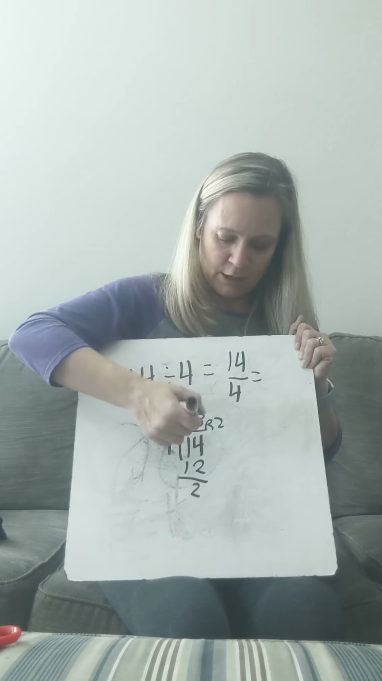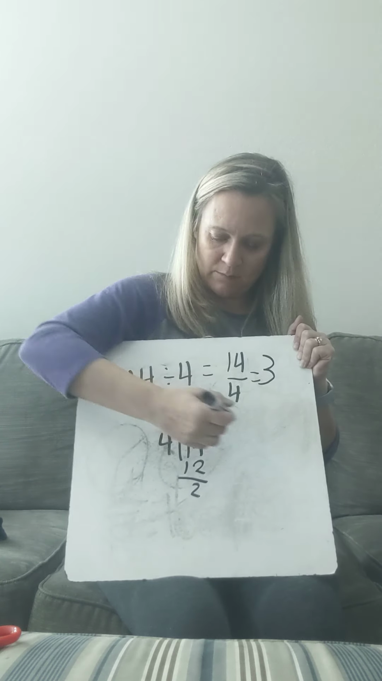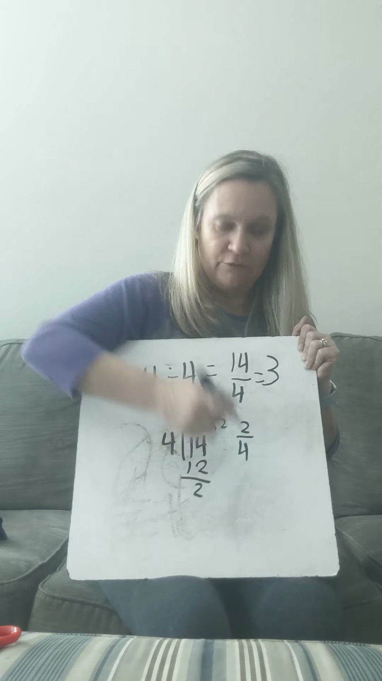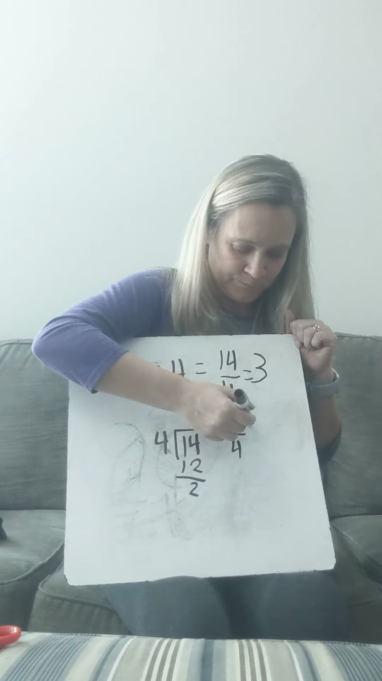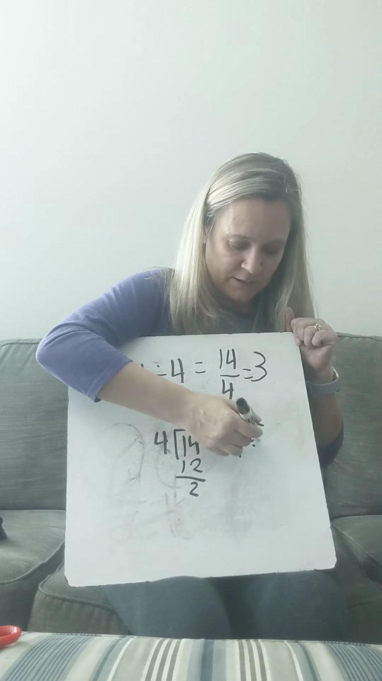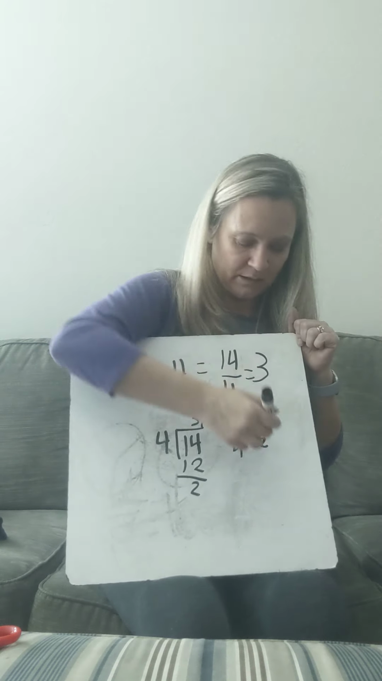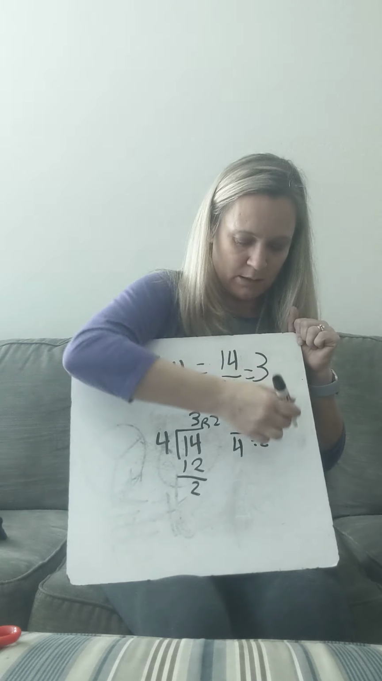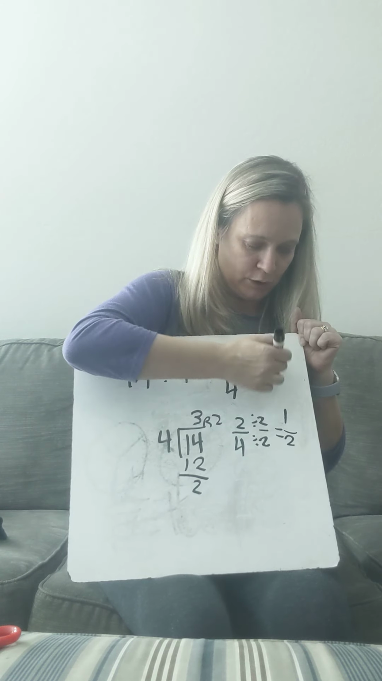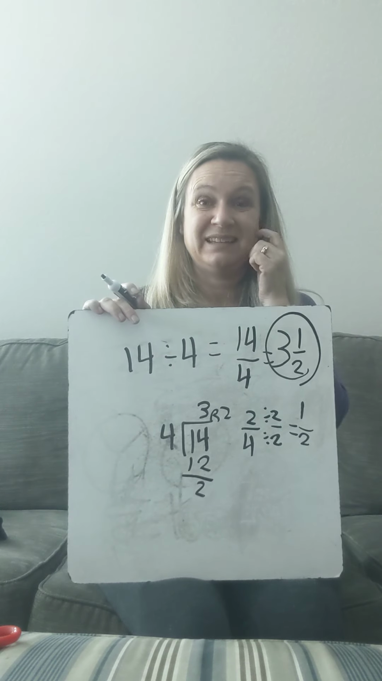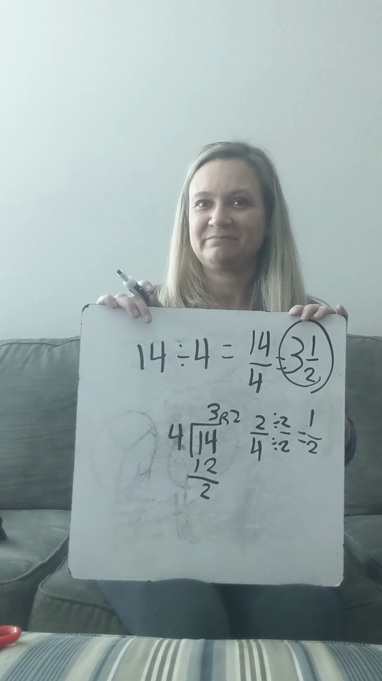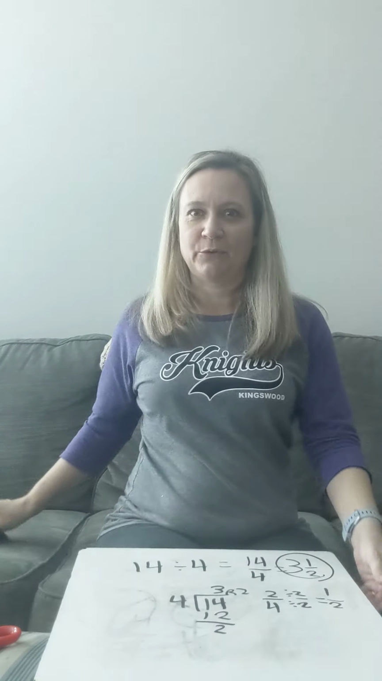So my whole number is 3, and my fraction is going to be 2 over 4, which I know has a common factor of 2. So I divide the top and bottom by 2, and that gives me 2 divided by 2, 1, and 4 divided by 2, 2. So 3 and 1/2 is the mixed number. Great. Let's try another one.